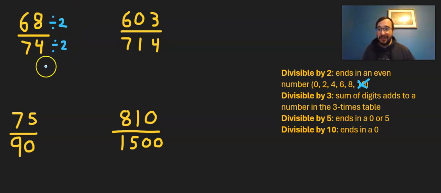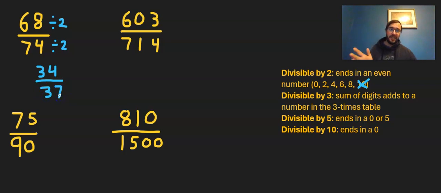68 divided by 2 will get you 34. And 74 divided by 2, that should get you 37. That is actually as simplified as this fraction can get. But even if it wasn't, that's okay. You can take your time. You simplify by 2, see if you can do it again after. But this works just fine for that one.